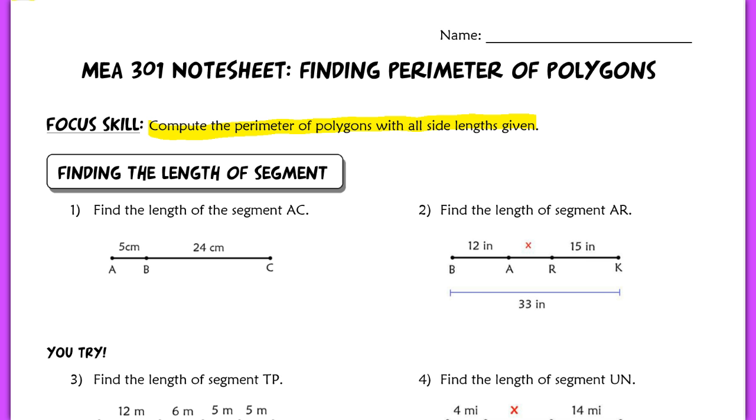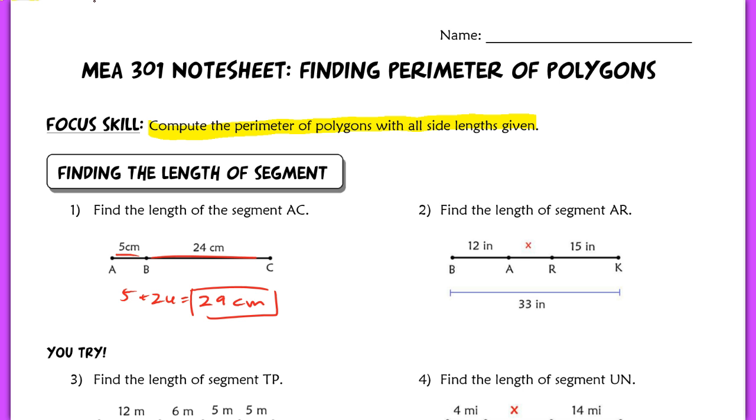So here in this first example problem it says find the length of segment AC. Now because both of the parts are given and I want to find from A to C, all I need to do is add both AB and BC together. So I have 5 plus 24, which gives me 29 centimeters. Make sure you're using your units.